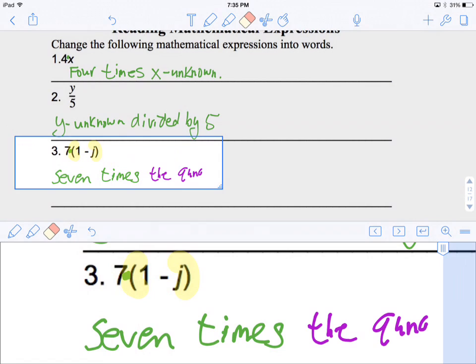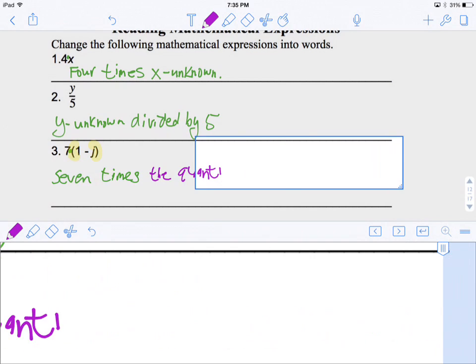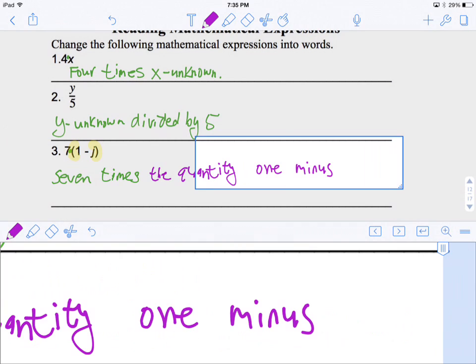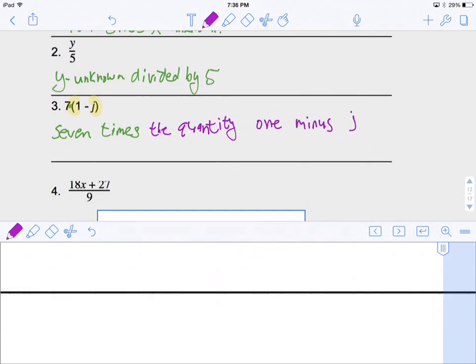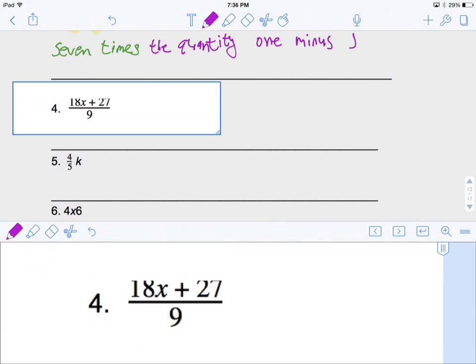Quantity 1 minus j, which is the unknown. I don't like the way that looks. There we go. Now I like it. And that's the unknown. I'm not going to write that the variables are not known values anymore. You guys know that. In this one, this expression, we have 18x plus 27.